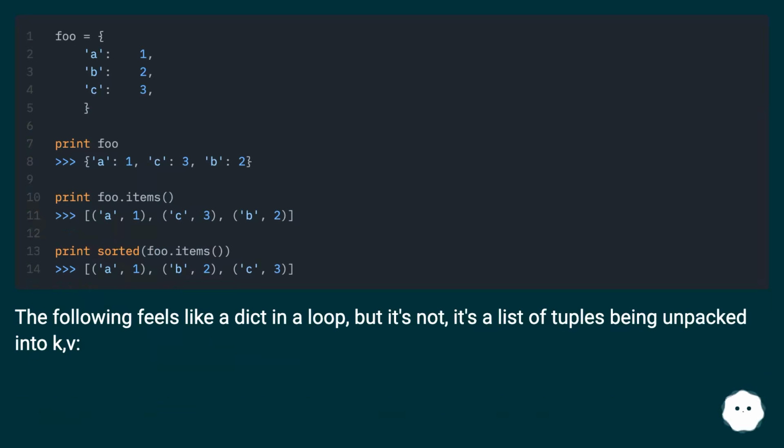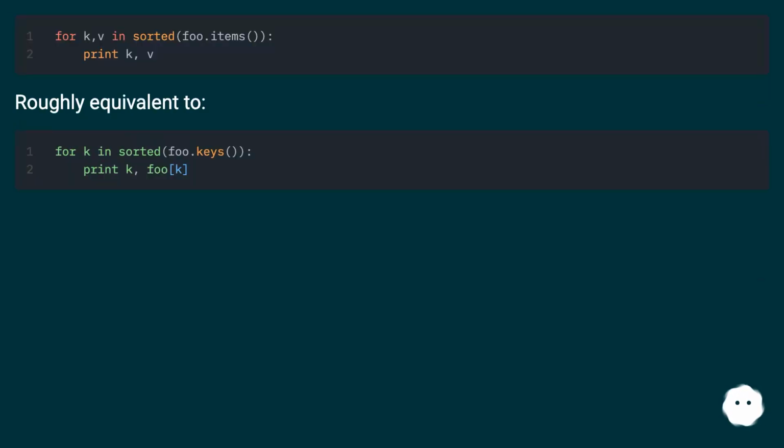The following feels like a dict in a loop, but it's not, it's a list of tuples being unpacked into k, v. Roughly equivalent to.